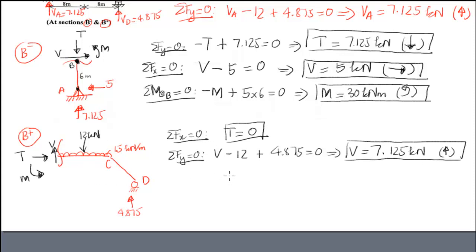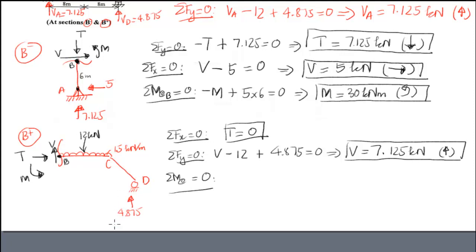Okay, now the last one, sigma moment at somewhere. So think about it, which point should we take the moment about? Now see here, this is already found, this is already found, only one unknown, right? So it's not much left to do. If we take a moment at B here, these two will cancel out. We are left with the moment, the 12, and the reaction here.